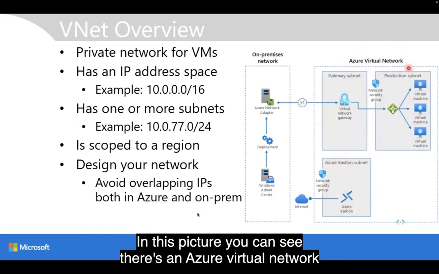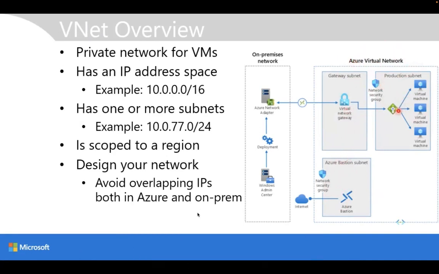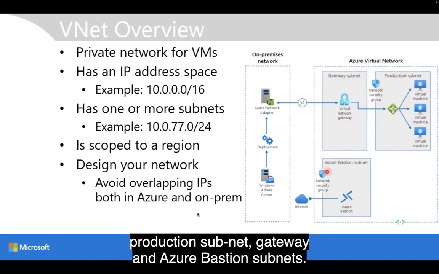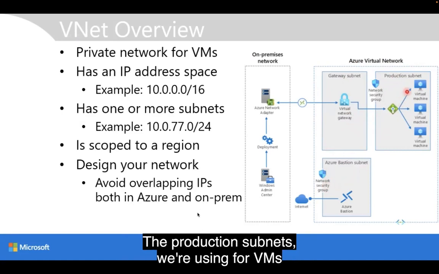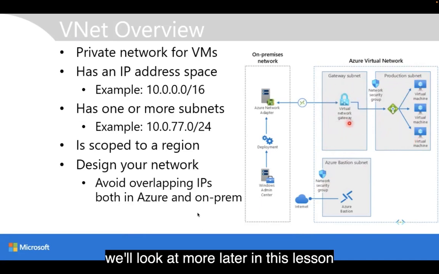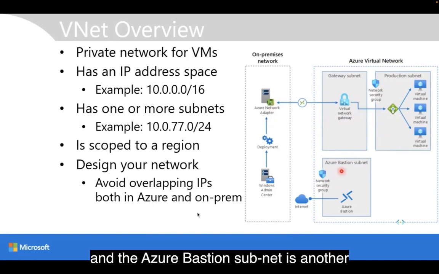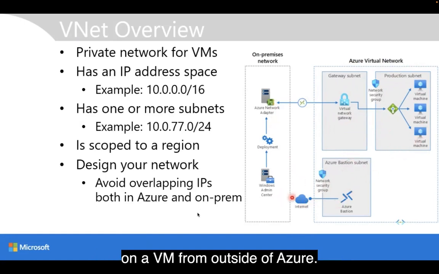In this picture, you can see there's an Azure virtual network that has 3 subnets on it: production subnet, gateway, and Azure Bastion subnets. The production subnet we're using for VMs that are deployed. The gateway subnet is a special use subnet we'll look at more later in this lesson for connecting a VNet to other networks. And the Azure Bastion subnet is another special purpose subnet that's used for making private connections to VMs from outside of Azure.